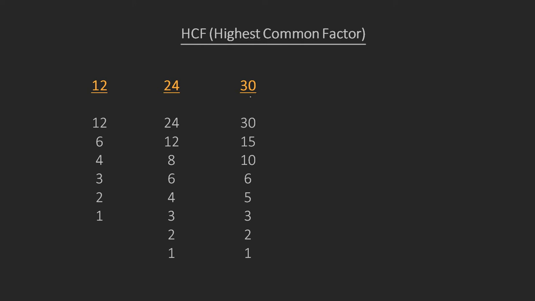Now, as you can see, there are a few numbers common to the three lists. We have 6, it is a factor of 12, 24, and 30. Same with 3, 2, and 1. So these are the common factors. And 6, being the largest among them, is the highest common factor or the HCF. It is also known as the greatest common factor or the greatest common divisor. So HCF is nothing fancy. Just as the name suggests, it is the highest common factor.